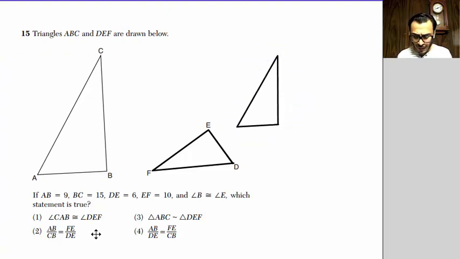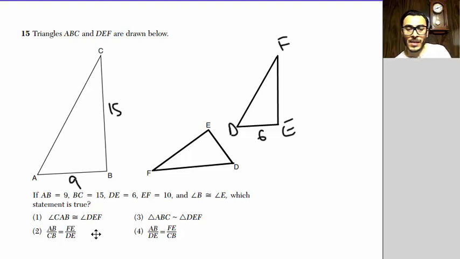It just really helps me to match the sides. So A matches with D, so I know this is D, this is going to be E, and then this is going to be F. And we are told AB is 9, BC is 15, DE is 6, EF is 10, and it says angle B is congruent to angle E.